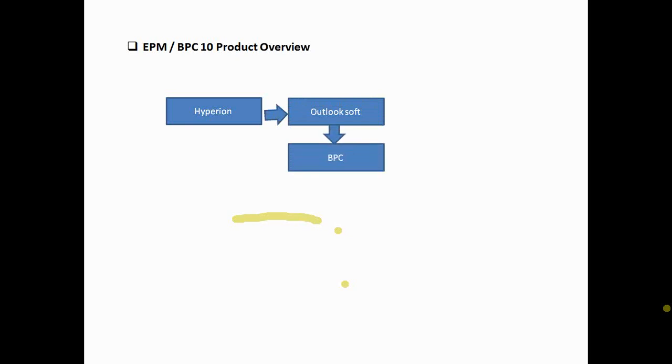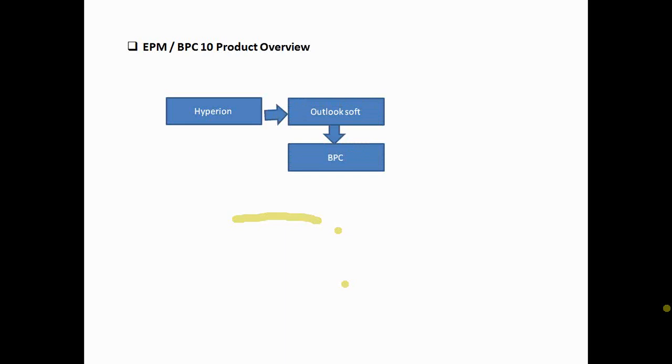So this is the BPC product overview. We'll see the origin of BPC, where it came from. Earlier, BPC was derived from the tool Hyperion. A few people who were working with Hyperion came out and started Outlook Soft. This is one tool, and SAP acquired Outlook Soft and renamed it as BPC.